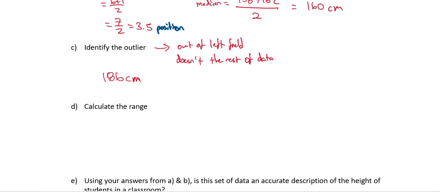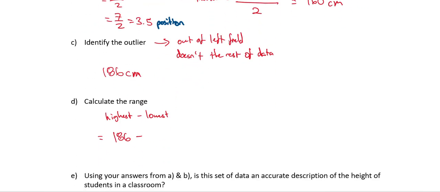Calculate the range. So the range is just highest minus lowest, okay? So just looking at it, my highest is 186 and my lowest is 150. Just type that in your calculator, you get 36 centimeters. So I typically write range equals to that, and then you just write range at the end.